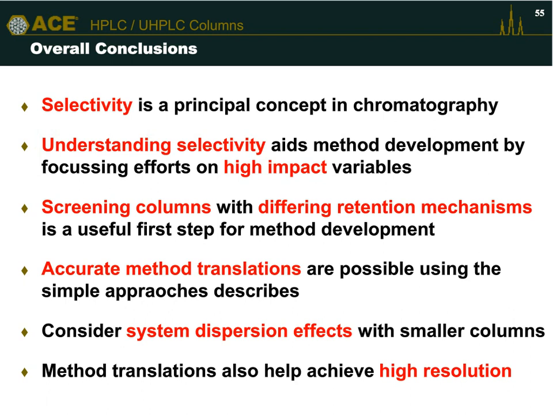You must consider extra column band broadening or dispersion effects for smaller columns, as it will reduce the quality of your chromatography. And of course, with these complex samples, you can maximize your resolution using increased bed length by daisy chaining columns together, if that's what you want to do.